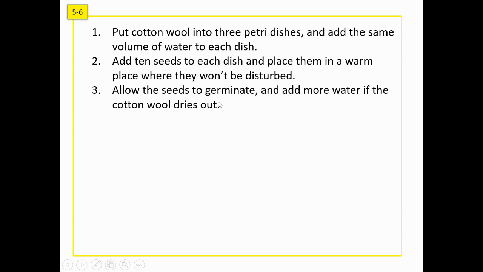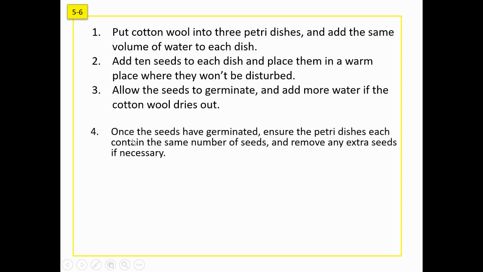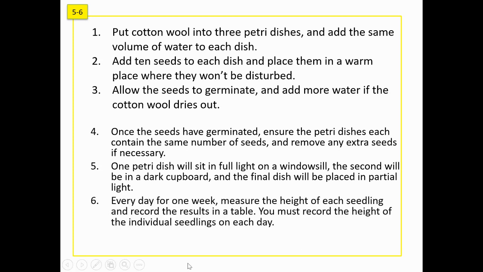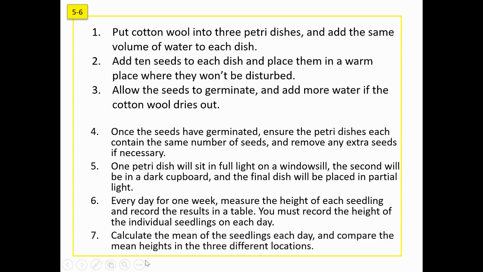Then allow the seeds to germinate and add more water if the cotton wool dries out. 4. Once the seeds have germinated, ensure the petri dishes each contain the same number of seeds and remove any extra seeds if necessary. 1 petri dish will sit in full light on a windowsill, the second will be in a dark cupboard, and the final will be placed in a partial light. Every day for a week, measure the height of each seedling and record the results in a table. You must record the height of the individual seedlings each day. Then, calculate the mean of the seedlings each day and compare the mean heights of the 3 different locations, perhaps putting it into a graph.